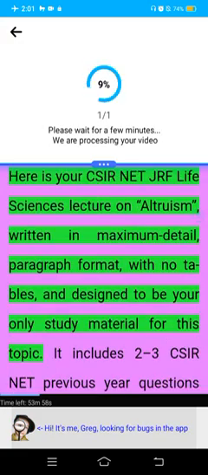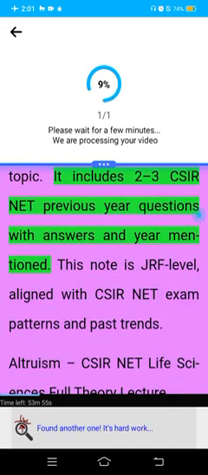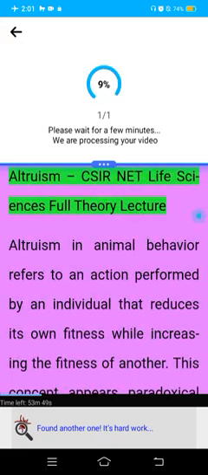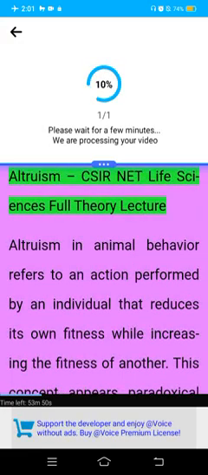ChatGPT said: Here is your CSIR NET JRF Life Sciences lecture on altruism, written in maximum detail, paragraph format, with no tables, and designed to be your only study material for this topic. It includes 2 to 3 CSIR NET previous year questions with answers, with the year mentioned. This note is JRF level, aligned with CSIR NET exam patterns and past trends. Altruism, CSIR NET Life Sciences, Full Theory Lecture.